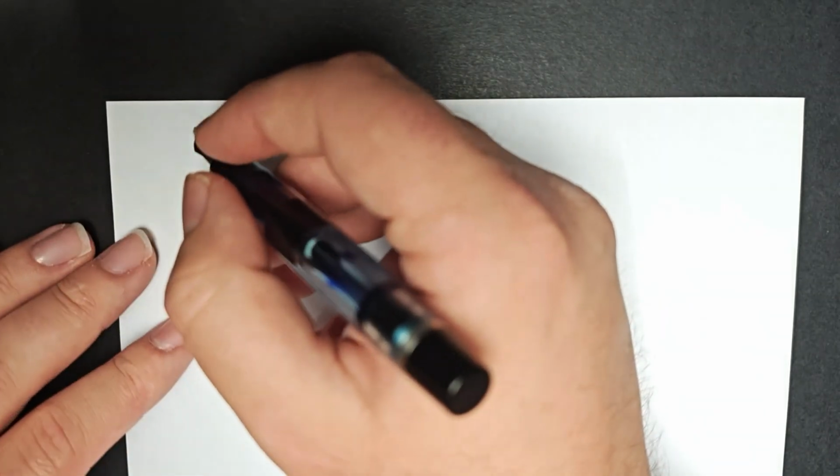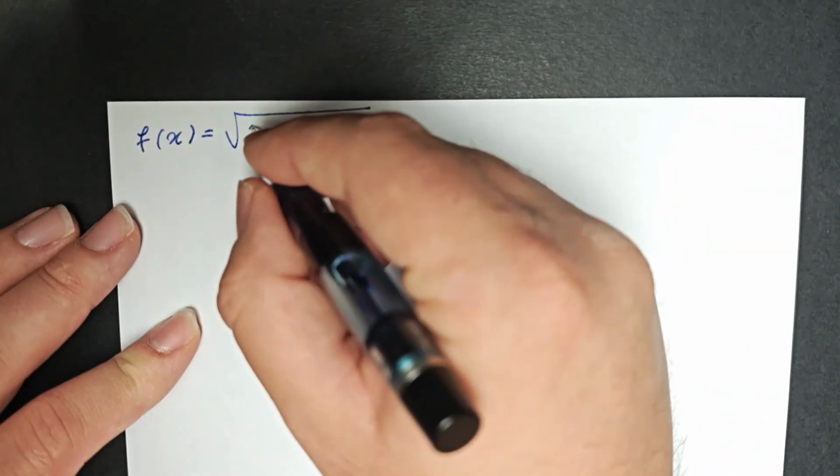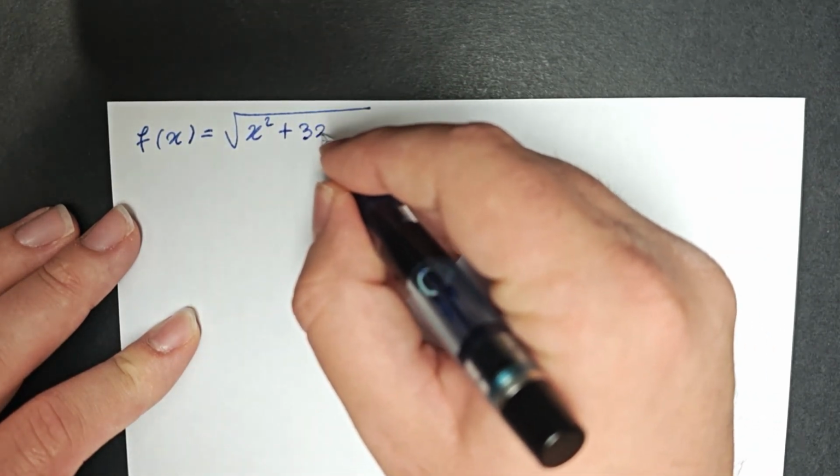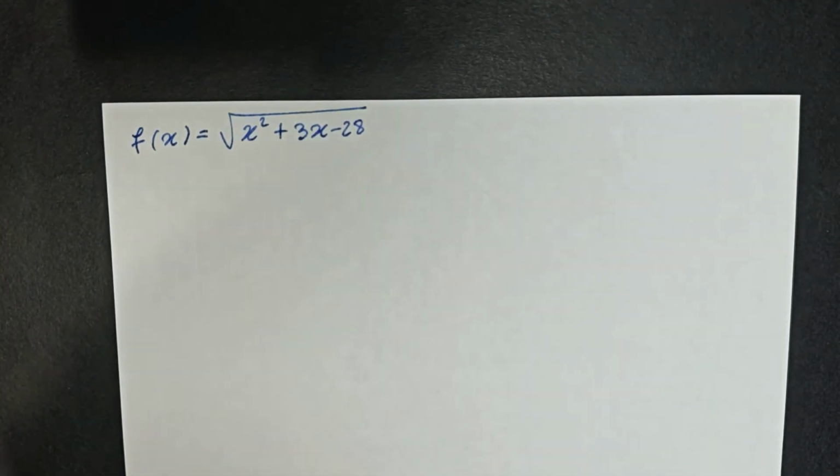Let's now observe a more complicated example now. Function f is defined as a square root of x squared plus 3x minus 28. Again, we need to find the domain of this function.